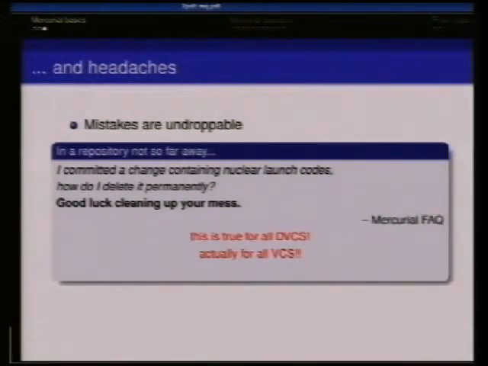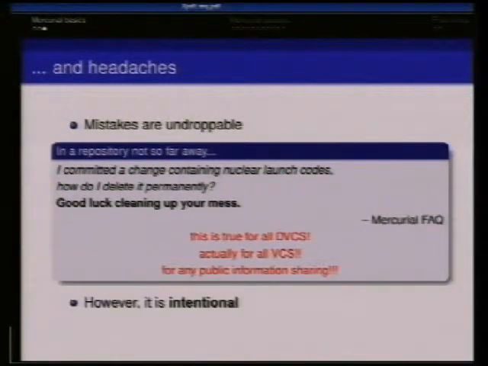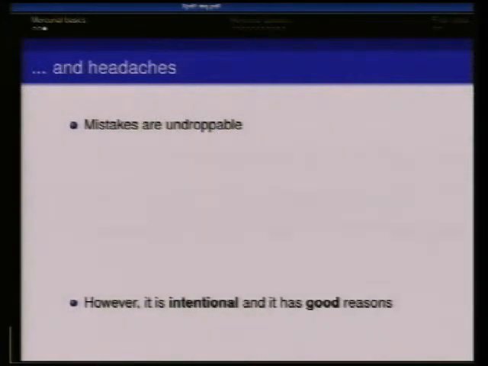That's true for all version control systems, and it's actually true for all public information sharing, Facebook and friends. However, this is intentional, and it was a design decision of Mercurial, and it has some good reasons. Opinions vary, but one of the things that it teaches you is that you really should think twice before you commit something. As I said, opinions vary. People using Git probably won't agree with this, but I actually think that there are some differences between people using Git and Mercurial in their points of view on code development.